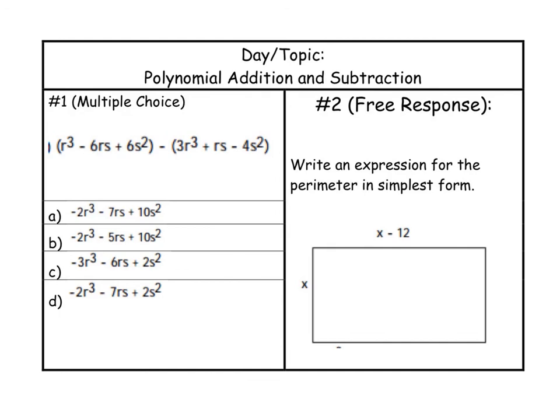So here are your multiple choice question and free response. In question number 1, combine like terms and then pick A, B, C, or D. Question number 2, write an expression for the perimeter in simplest form. And remember that perimeter is just the distance, this distance plus this distance plus this distance plus this. It's the distance around the outside of the figure. And then please write your final answer in standard form.